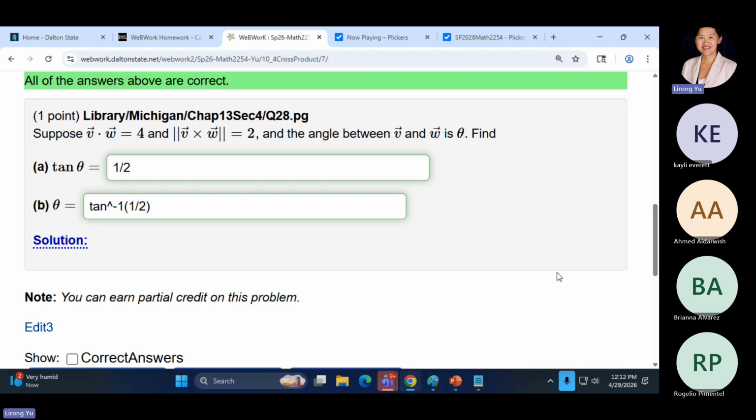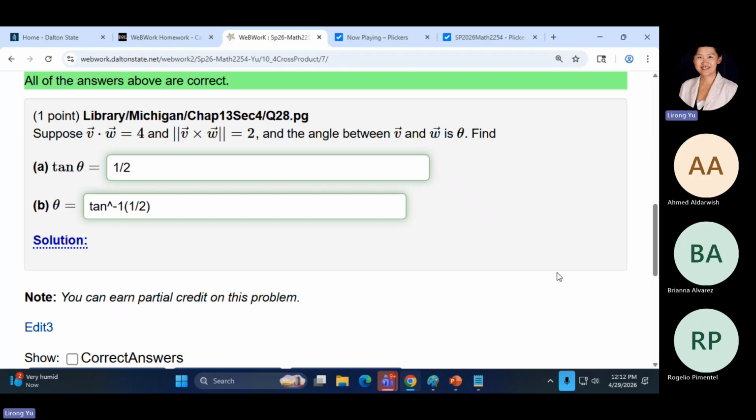The angle could be acute or obtuse. Right now, the dot product is equal to 4. Being positive means the angle is less than 90 degrees. So we're looking for an angle in the first quadrant anyway. So tangent inverse should be enough.